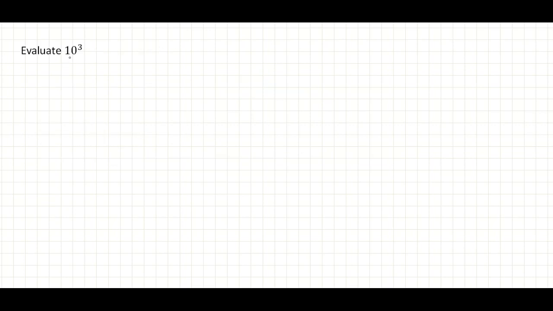So what we're saying here is 10 to the power of 3. I'm going to write the number 1 first, and then I'm going to take note of this 3 and write as many zeros. So I'm going to write 0, 0, 0. So that means 10 to the power of 3 is the same as 1,000. So that's what the technique is.